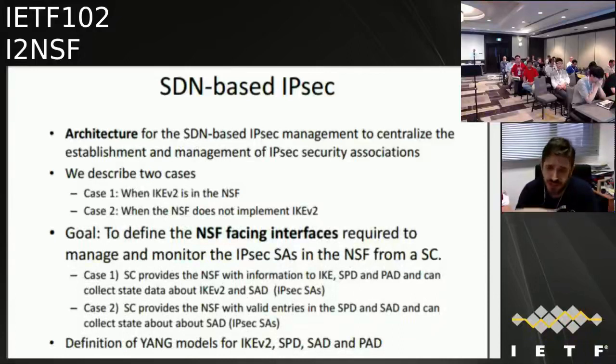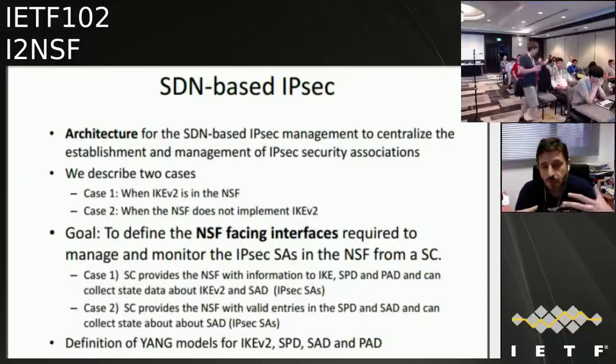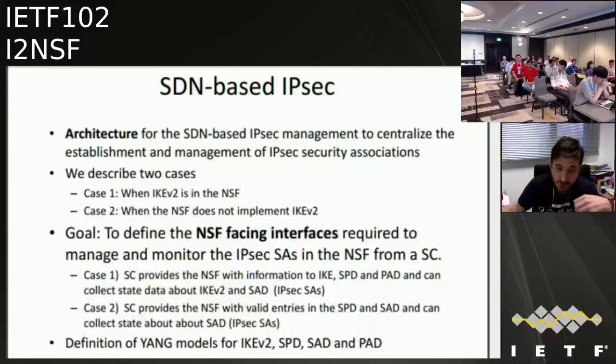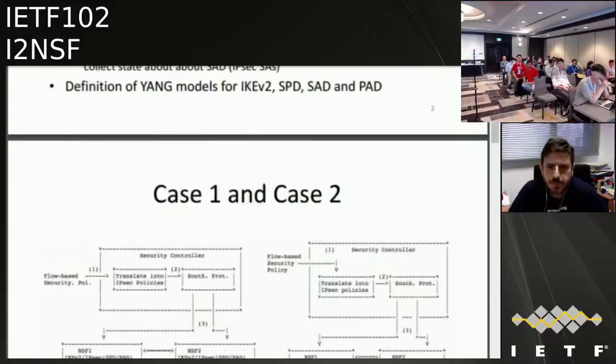For case 1, we will need a YANG model for IKE version 2, SPD, PAD, and models that allow us to collect state data for IKE version 2 and the SAD for the IPsec security associations. Of course, in case 2, we don't have IKE, so we don't need PAD. The only thing we need to define there is the SPD and the SAD. And actually, our draft already has the YANG models for all these cases and all this required information. So next one.